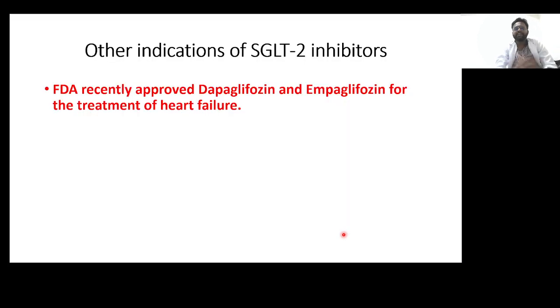So what are the other indications of SGLT2 inhibitors other than diabetes? This is a very big breakthrough. The FDA recently approved dapagliflozin and empagliflozin for the treatment of heart failure.